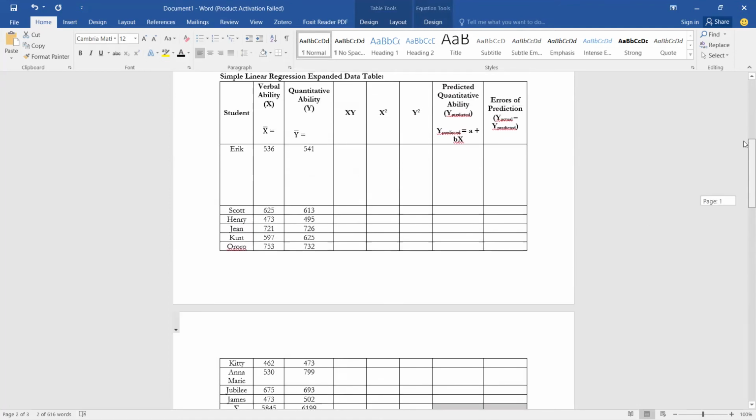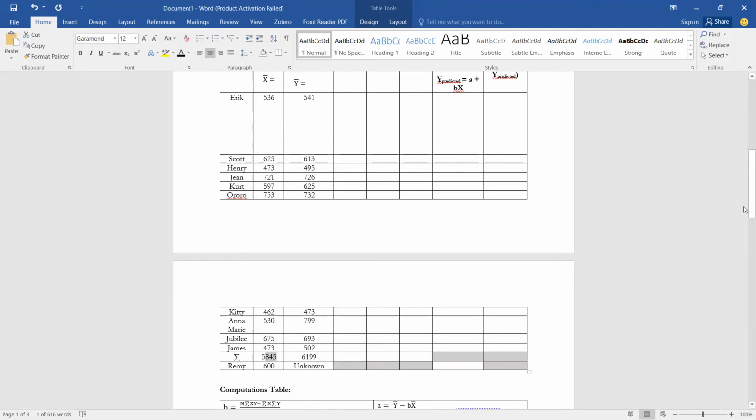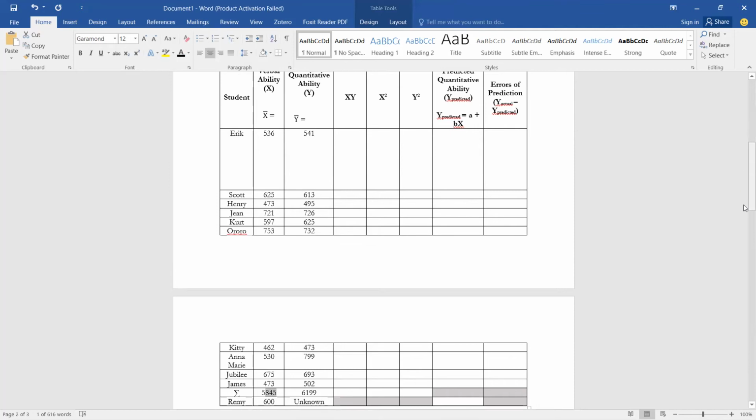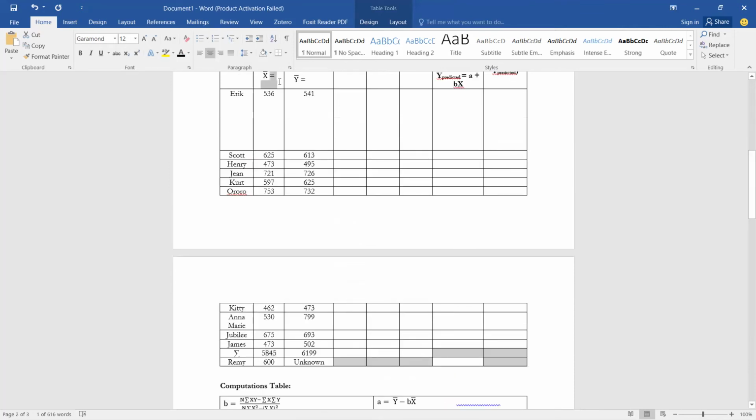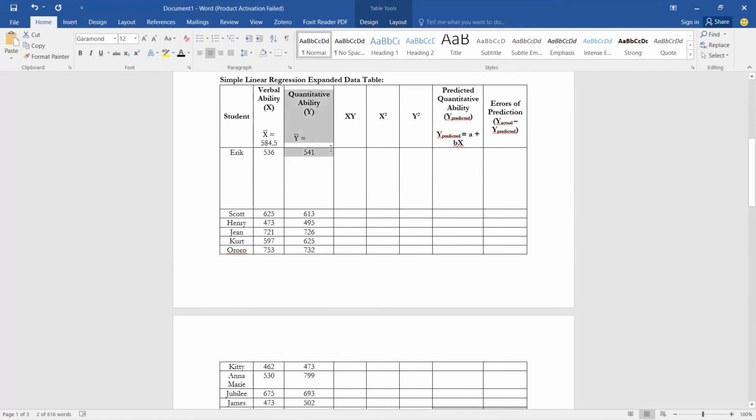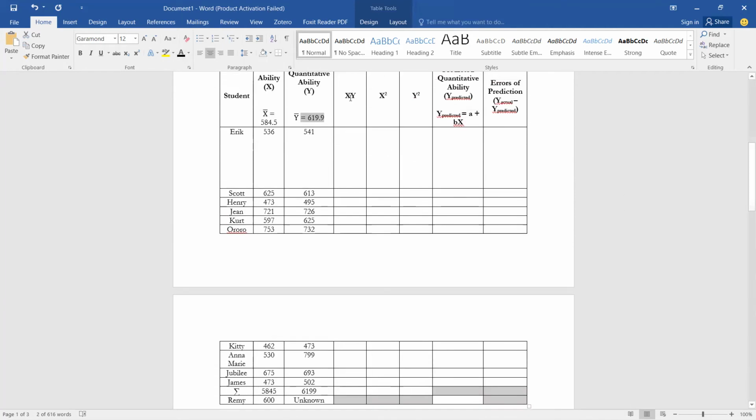Now let's find the mean. The mean for your X scores, you just need to sum up the scores, we got it already, and divide it by the total number n for X. So that's 10. So 5,845 divided by 10 is 584.5. And for quantitative ability Y, sum all of this and divide it by 10, you will get 619.9. All right. Now let's go to the third column, XY. So multiply this with this. And you should get 289,976. Do the same for the rest and sum.